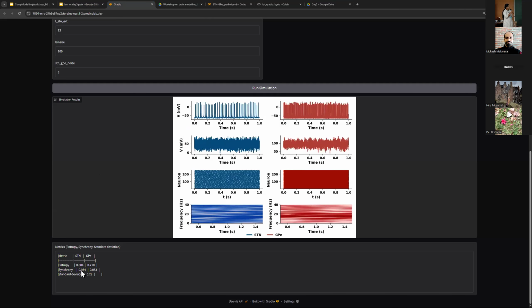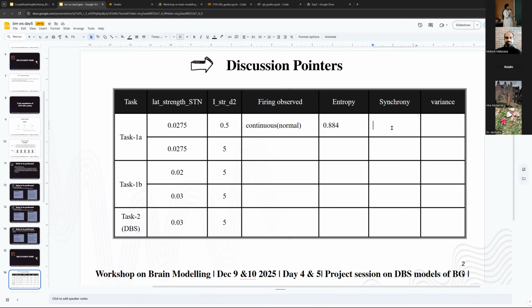Yeah, synchrony, maybe I'll... 0.084. And standard deviation is 0.28. Yeah. Now, after this, we will increase the striatal current to 5, right?